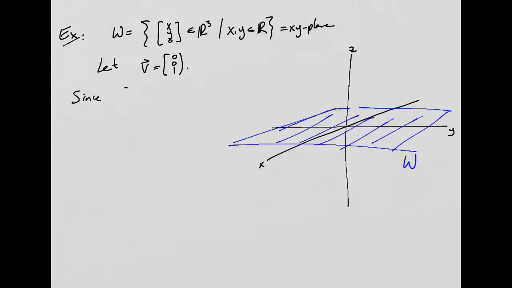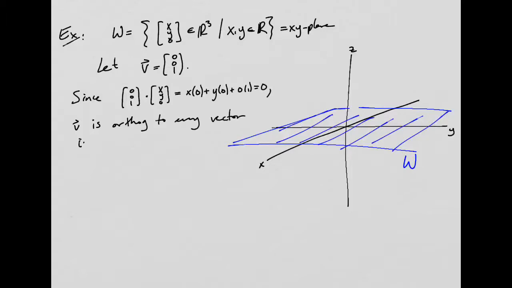Since 0, 0, 1, which is V, dot any vector in W, which looks like x, y, 0, looks like, well, x times 0 plus y times 0 plus 0 times 1. Since every dot product is 0, we can say V is orthogonal to every vector in W, which means, by definition, V is orthogonal to W. So let me draw that. Here's my vector V.